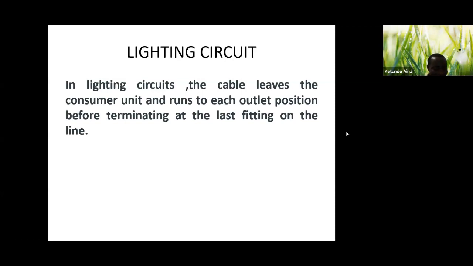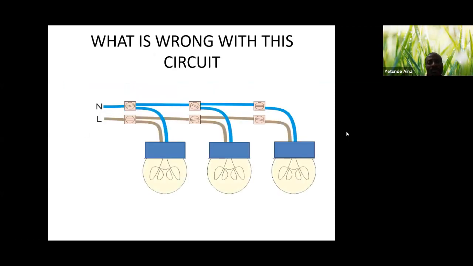Now we have said that the live, the neutral, and the other one, which is the earth, will not go directly into the switch, just as we have for the other one. So how do we do the connection? These are what we want to look at now. Look at this circuit now. What do you think is wrong with this circuit? Let's analyze this circuit. What is wrong with this circuit?